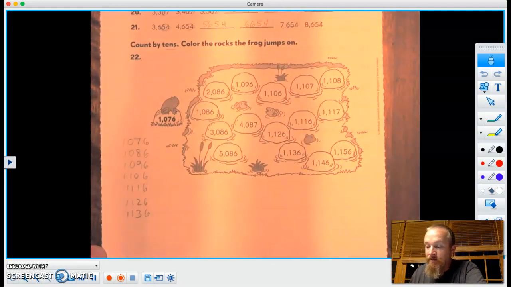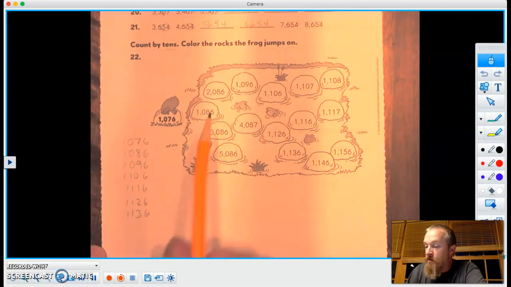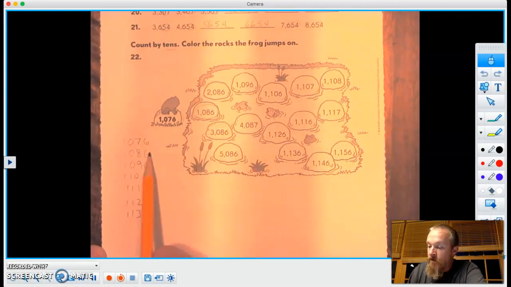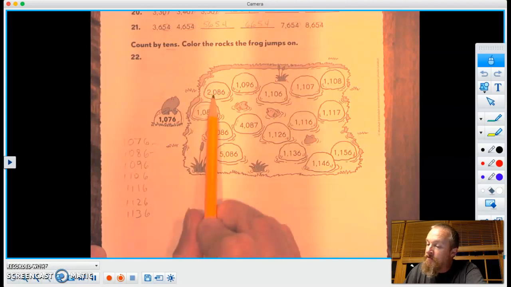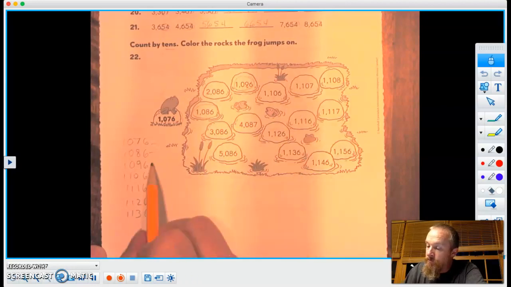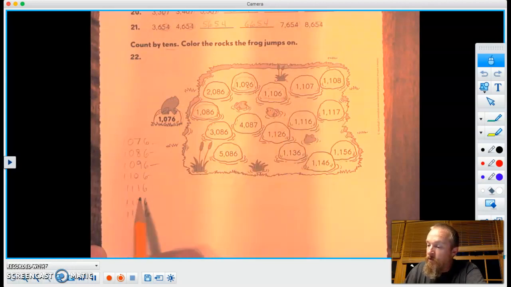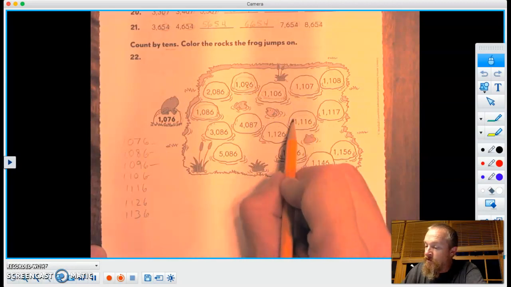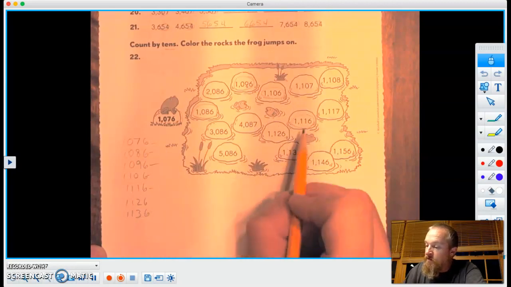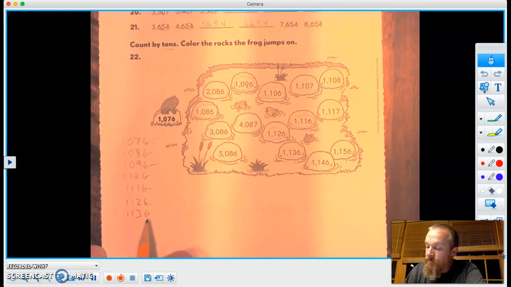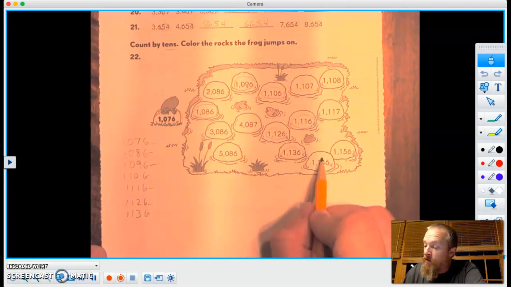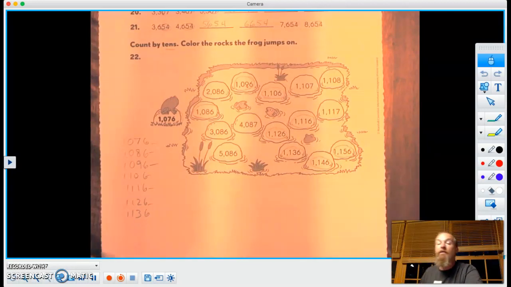Now we start at 1076. It says color in. I'm just going to circle them for now. Next one is 1086, so let's find that one. Okay, 1096. 1106. 1116. 1126. Now I didn't finish these, but I do see more over here, right? We have 1146 and 1156.